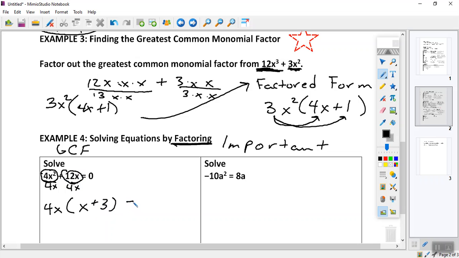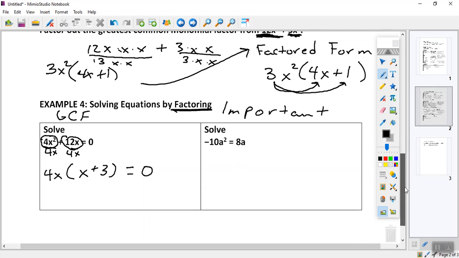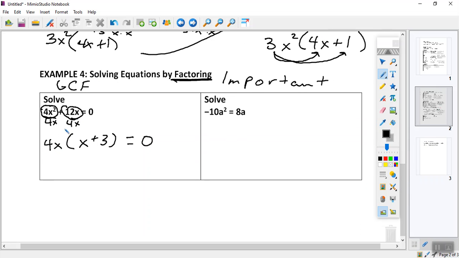What's this equal to still? Oh my gosh, and when we get to that part right there, how many parts do we have equal to 0? So what am I going to do to solve this now, friends? Set 4x equal to what? Or what else could happen? That's right, x plus 3 could equal 0.